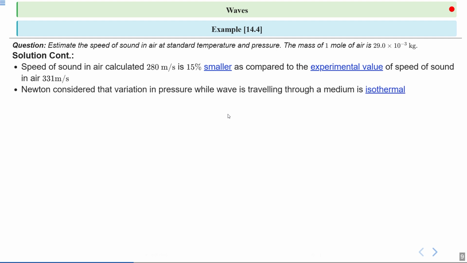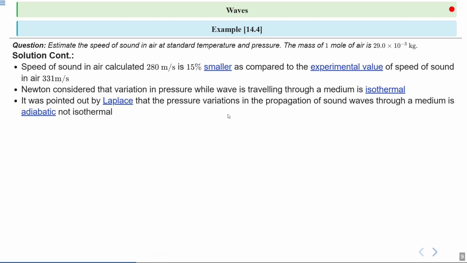Newton originally assumed that as sound waves travel through air, the changes in pressure happen isothermally, meaning the temperature stays constant during compression and rarefaction. This is a key assumption in his model, but as we will see, it does not fully match what happens in reality.